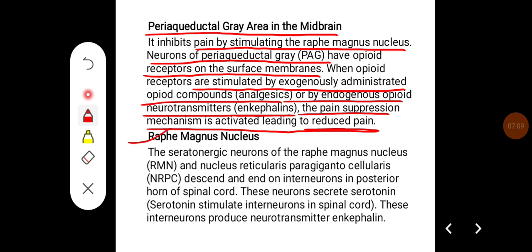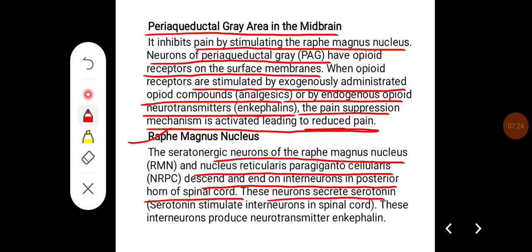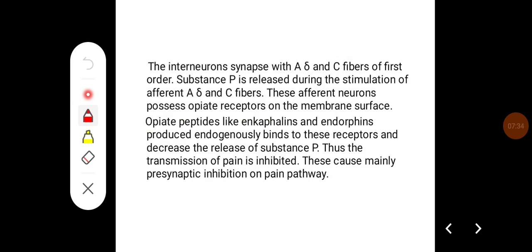Raphe magnus nucleus. The serotonergic neurons from the raphe magnus nucleus and nucleus reticularis paragigantocellularis descend and end on interneurons in the posterior horn of the spinal cord. These neurons secrete serotonin, that is, serotonin stimulates the interneurons in the spinal cord, and these interneurons produce the neurotransmitter enkephalin. The interneurons synapse with A delta and C fibers of first order.